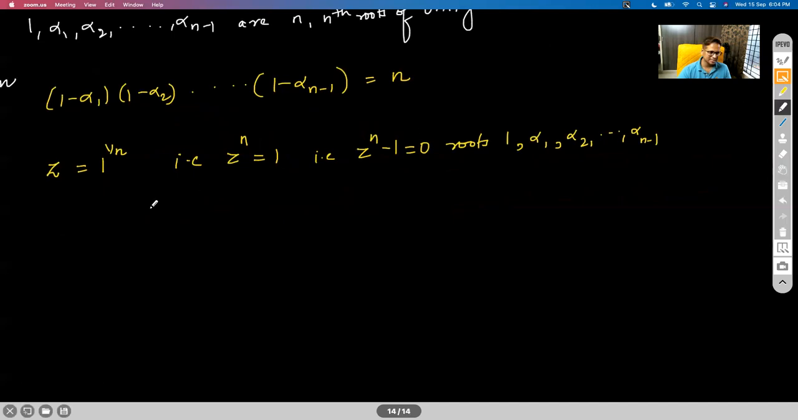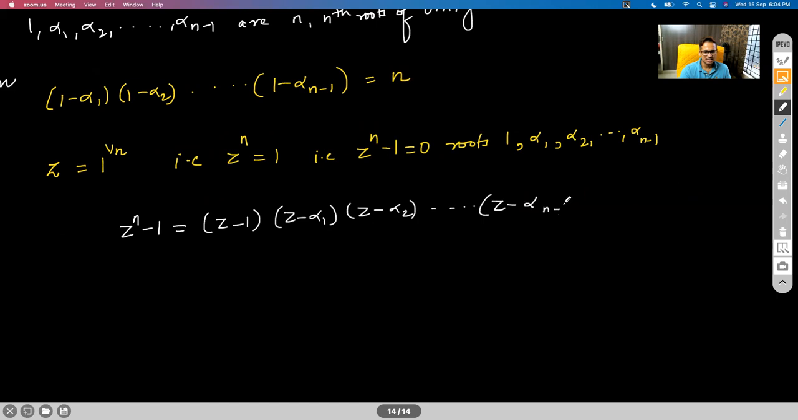So if this is the case, you would all agree with me that I can actually factorize it like this. Yes or no? If 1, alpha 1, alpha 2, alpha 3 till alpha n minus 1 are all roots of this equation, can I say that this polynomial could actually be factorized like this? Yes or no? Do you all agree with me or not? Correct.